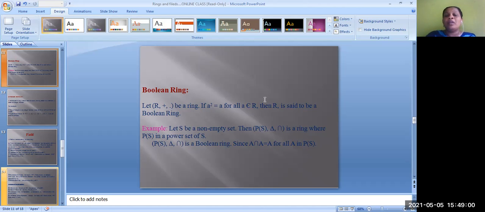So for example, let S be a non-empty set, then P of S, delta, intersection is a ring where P of S is the power set of S. So P of S, delta, intersection is a Boolean ring since A intersection A is equal to A for all A in P of S. This is the example of Boolean ring.